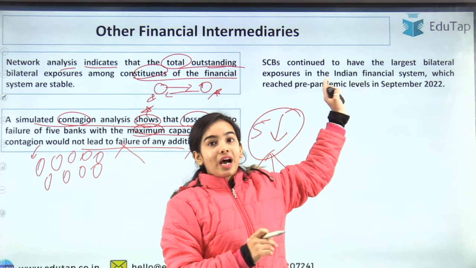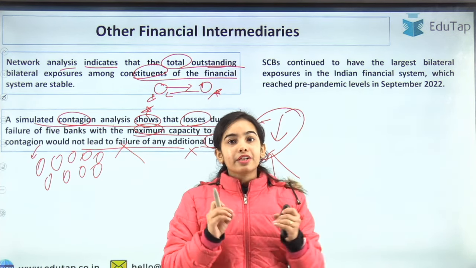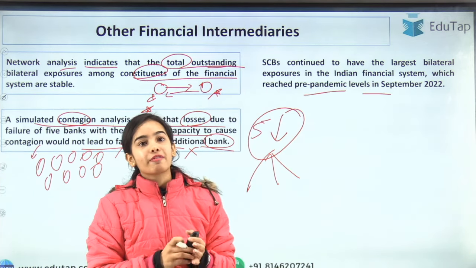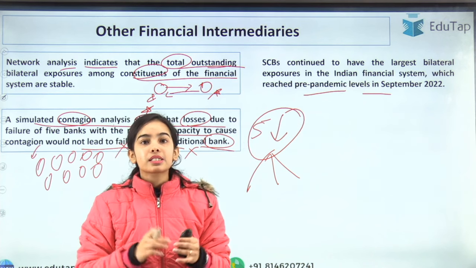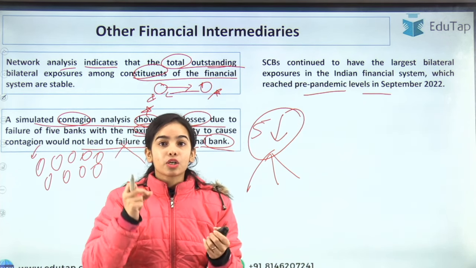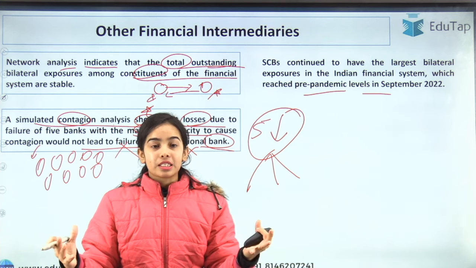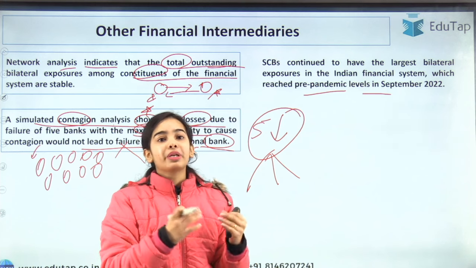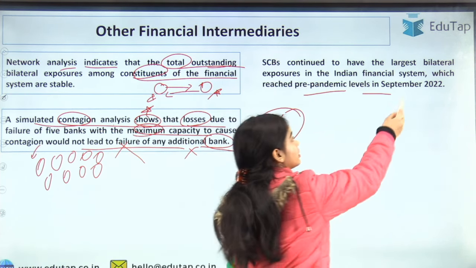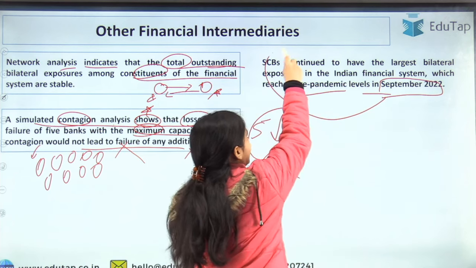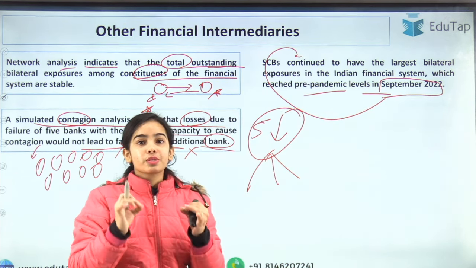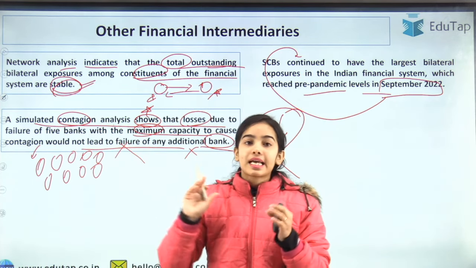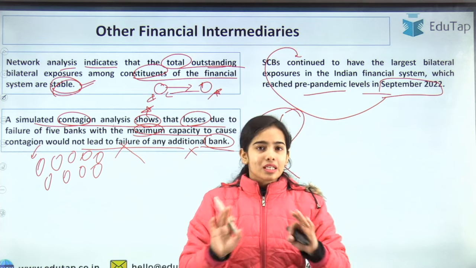So SCBs continue to have the largest bilateral exposures in the Indian financial system, which reached pre-pandemic levels in September 2022. So you also have to remember that after the network analysis, it was found that the scheduled commercial banks are the ones that have the largest bilateral exposure, connected to the other financial institutions, and this is even above the pre-pandemic level of September 2022. The data has shown that the SCBs have the largest bilateral exposure, okay, and still it is stable. The network analysis has shown that the connections are stable. There is no harm in that.